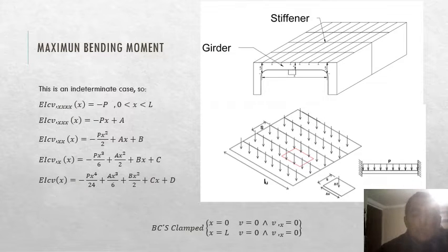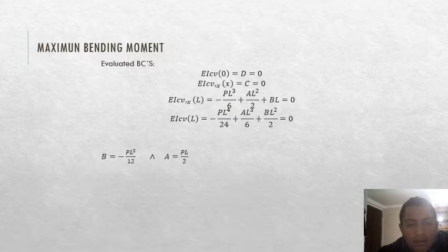For the maximum bending moment, we first identify that the element is a clamped support. In this case, we apply the equilibrium equations for the bending moment distribution, and the boundary conditions for clamping are at 0 and L, where the slope and the deflection are 0. Then, evaluating the boundary conditions, the values of the constants are the following.